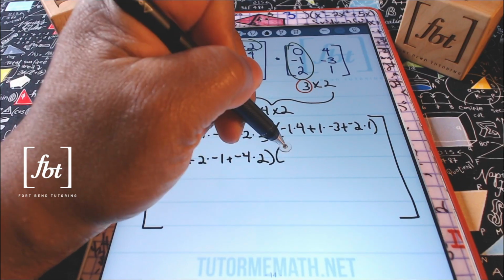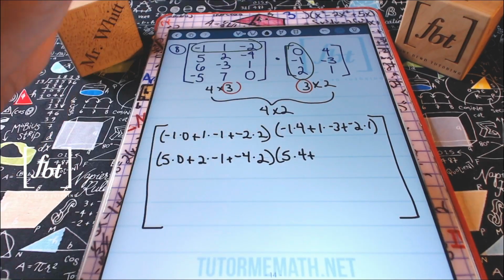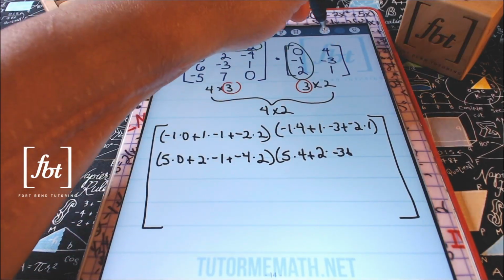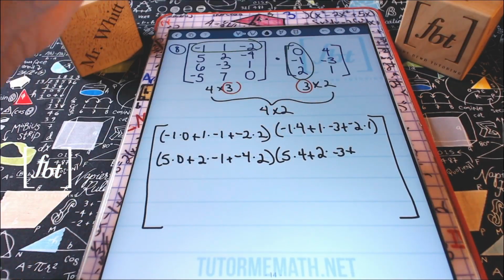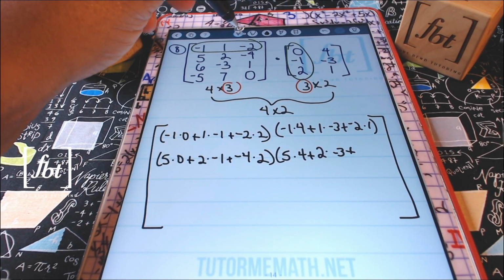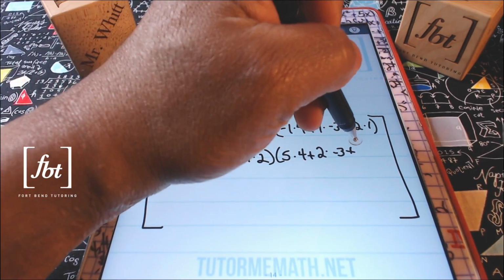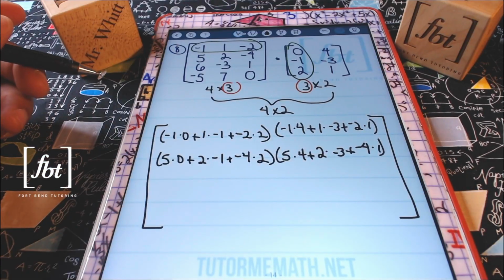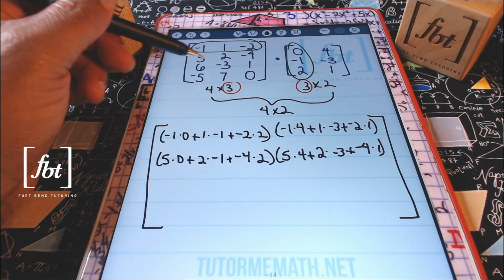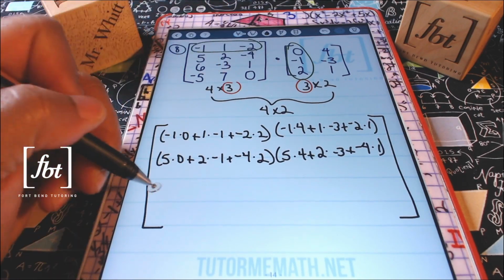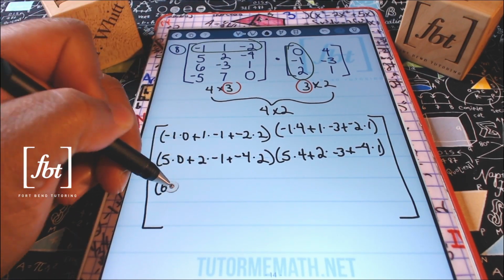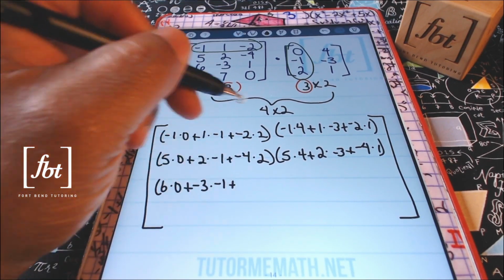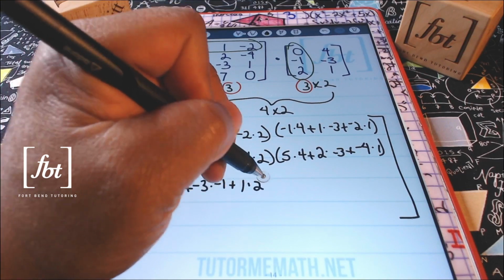5 times 4 plus 2 times negative 3 plus, oh, that's an ugly plus, fix it. Thank you. Then we have negative 4 times 1. There we go. Better. We're on to the third row. Go across the third row, down the first column. You'll have 6 times 0 plus negative 3 times negative 1 plus 1 times 2.